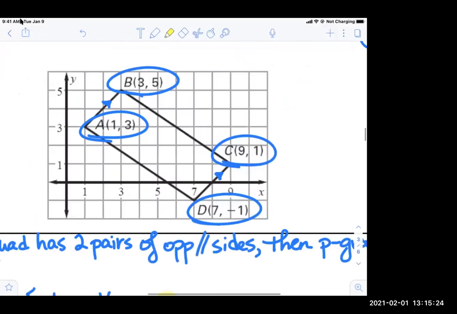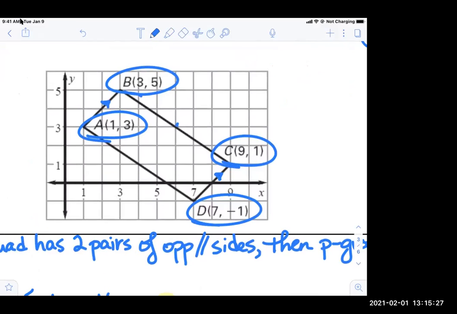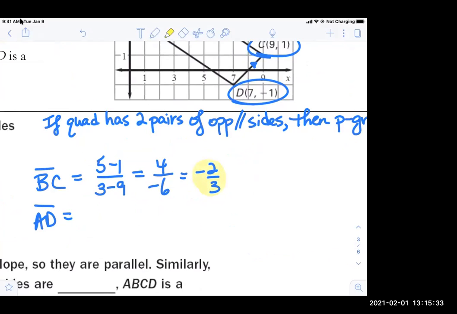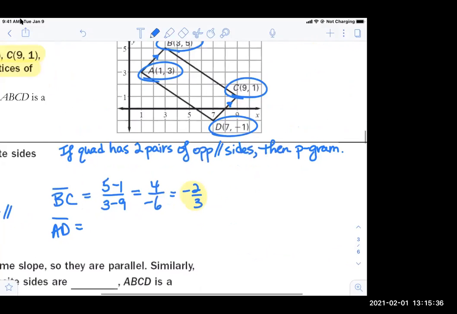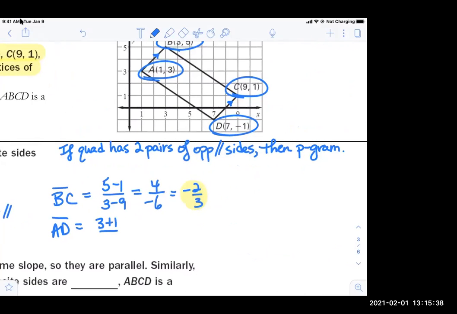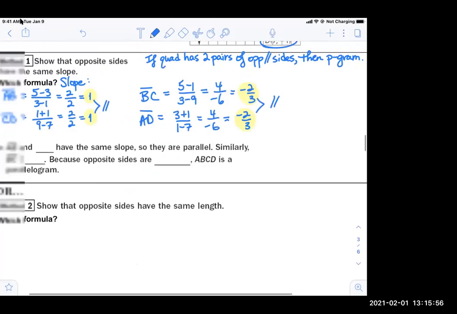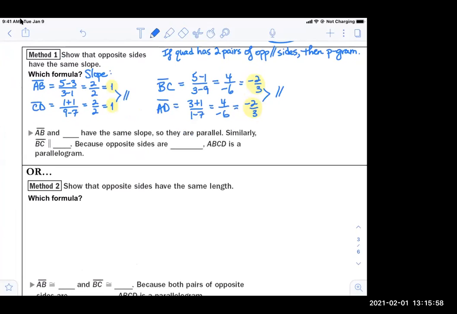Okay. And then we can also double check it here. Down to the right 3, that seems to work. So it's a negative slope, it's falling, and down to the right 3 looks good. And then for AD, we've got 3 plus 1 and 1 minus 7. So 4 over negative 6 is also negative 2/3. And again, that means those are parallel because they have the same slope. Since segment AB and segment CD have the same slope, they are parallel.